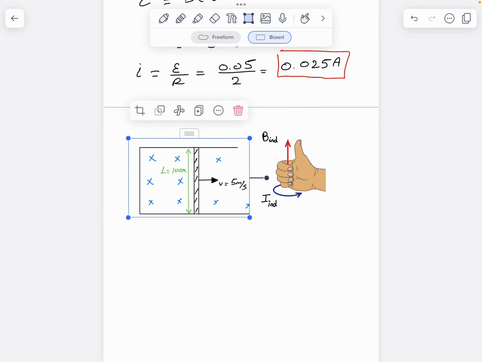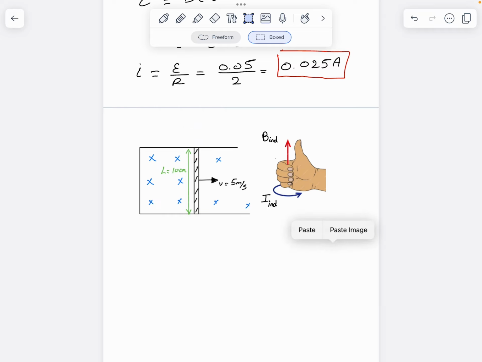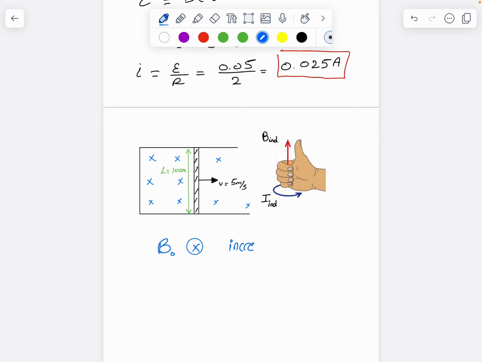Okay, now as the rod is moving to the right, the magnetic flux is increasing. Let's assume that the magnetic field in that case is going to increase. So B original, which is into the page as given, is increasing. We can assume that because the flux is increasing as we are moving the rod to the right. Because as you see, as I move this rod to the right, when the rod becomes here, then I'm covering a larger area, obviously.